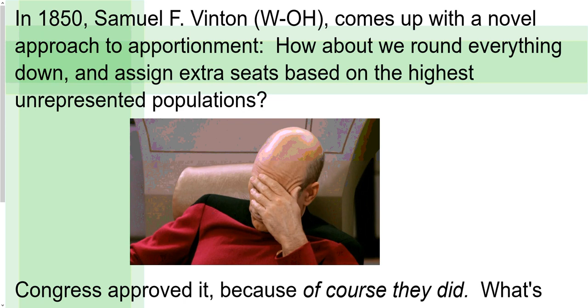Samuel Vinton comes up with a novel approach to apportionment. He says, hey, why can't we just divide everything out and give all the extra seats and round up only those seats that have the highest unrepresented populations? Now, you and I are going to look at that and do it. Dr. Picard here tells just, oh my God, really? Really? Do you not know your history? Seriously. So first I want to shake my head and say, no, Hamilton did that like 75 years ago. Hello.